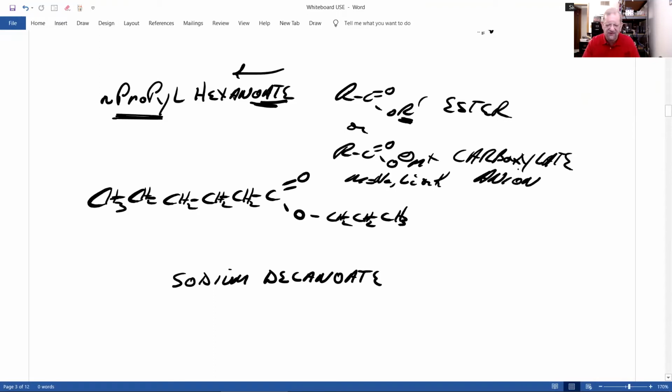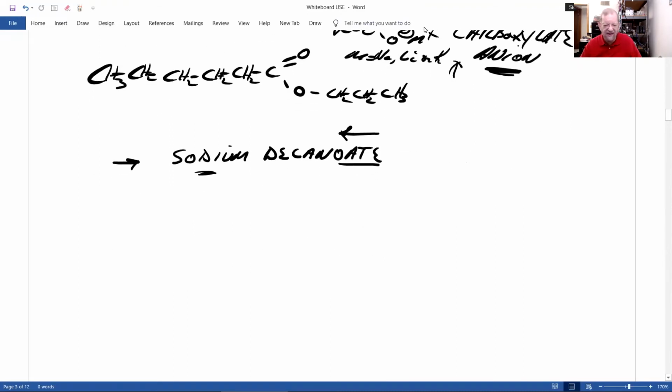And the question is, how do you know what to draw when you see the name sodium decanoate? Start from the right, move left. OATE ending tells you either ester or carboxylate anion. When you see the name of an element, then it's a carboxylate anion. And for this one, since ours is not a benzene ring, I can say if the OATE were an E, decane, 10 carbons.